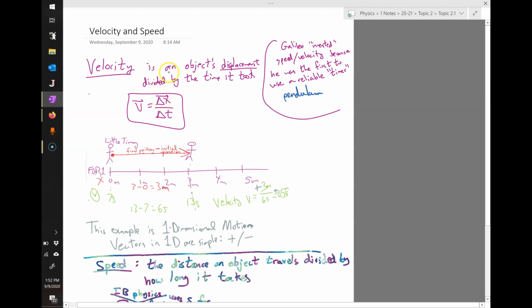So velocity is officially an object's displacement divided by the time it took to do that displacement. So you could write it like this. Velocity is a vector. And a good tip for if a thing is a vector is if it is set equal to another vector. So displacement is a vector. And since velocity involves displacement, then velocity is a vector. Sometimes there are exceptions to that, but for now, that's pretty much true.